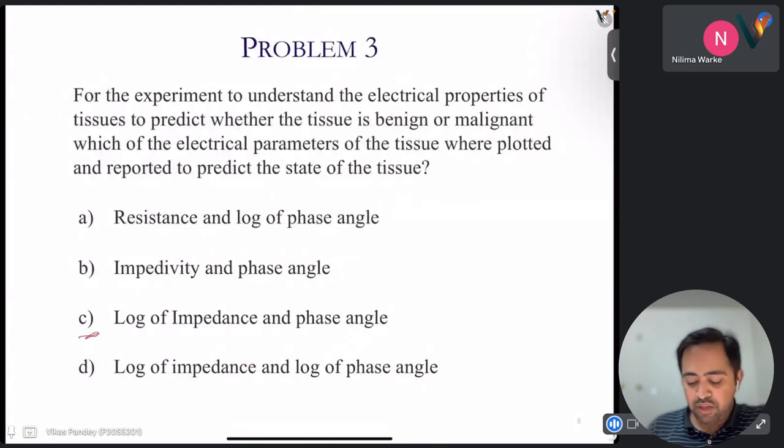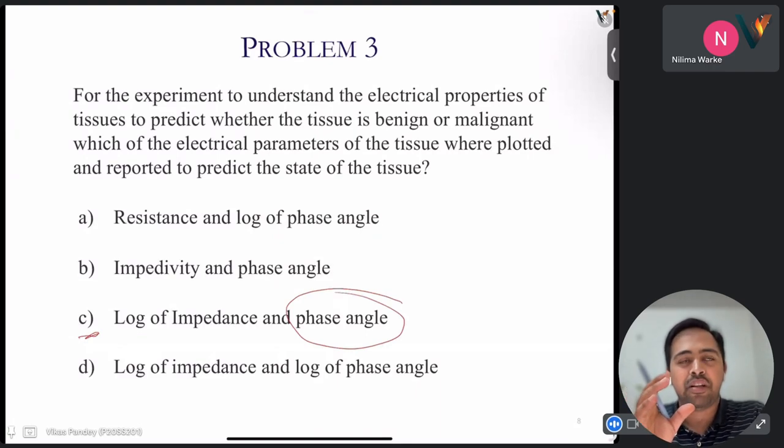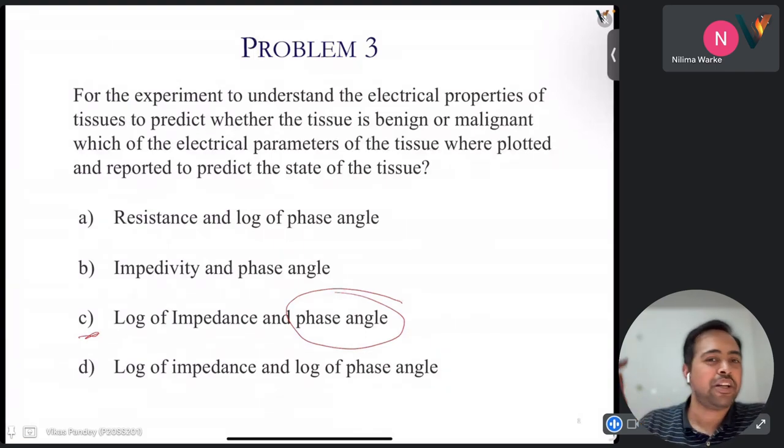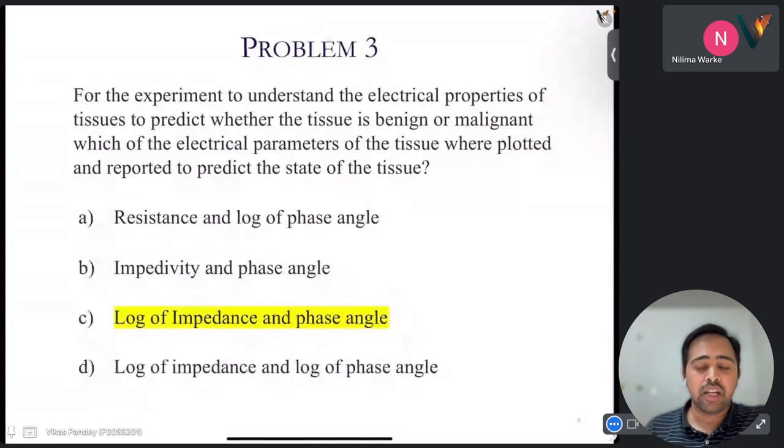Yes. Why are we not taking log of phase angle? Because phase angles are limited. Like if we see mathematically, the magnitude of phase angles is limited. So we can plot it very well. And if you have both the parameters in log, the graph will be very different. Okay. And impedance has a lot.